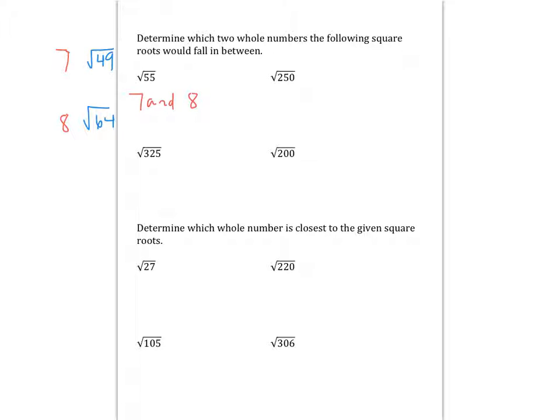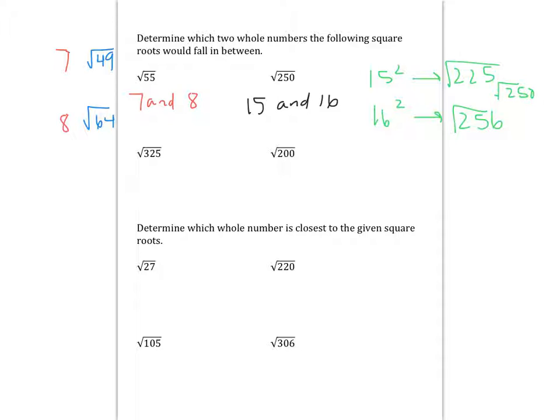So now let's look at the square root of 250. Well, if you recall from the last page that we wrote our perfect squares on, 15 squared is 225, and then 16 squared is 256. So 250 would be in between 225 and 256 if we were taking the square roots, right? So that would be in between which two whole numbers? 15 and 16.